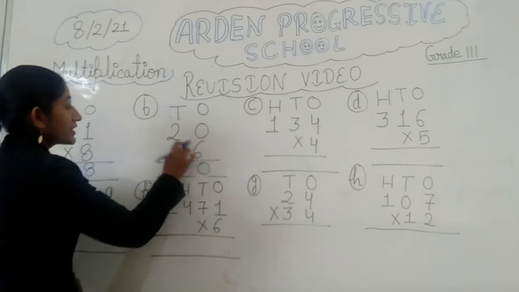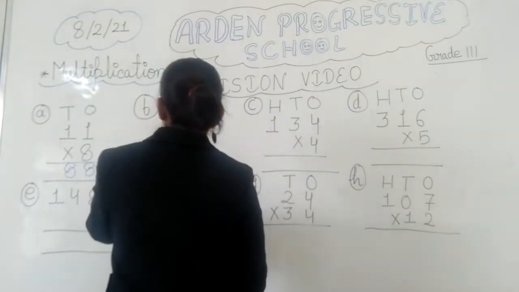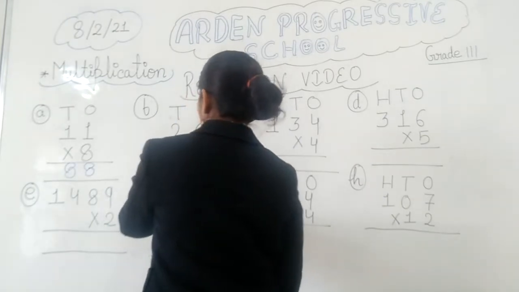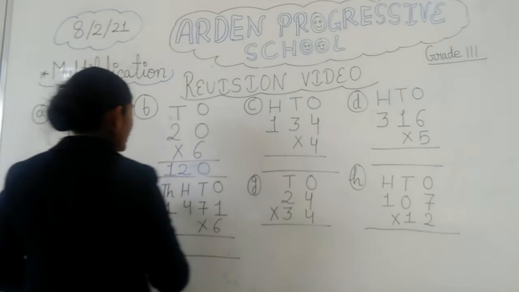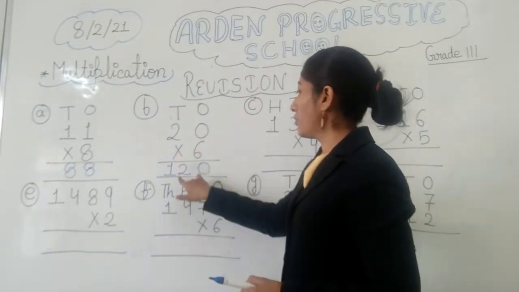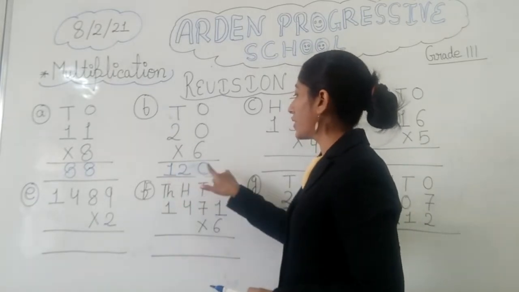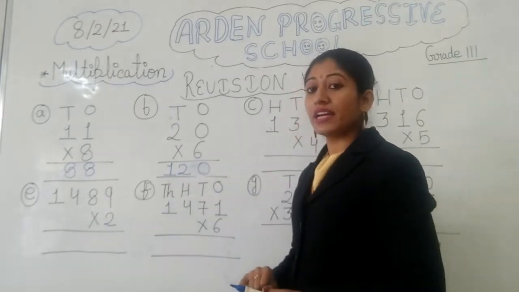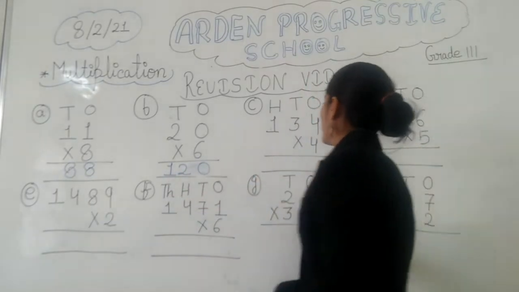And then 6 into 2, what will it be? 6 2s are 12. Is any number given here? No. So 6 into 2 is 12 and we can simply write 12 here. 6 into 0 is 0 and 6 2s are 12. So what answer are we getting? We are getting 120. Now let's solve this one.